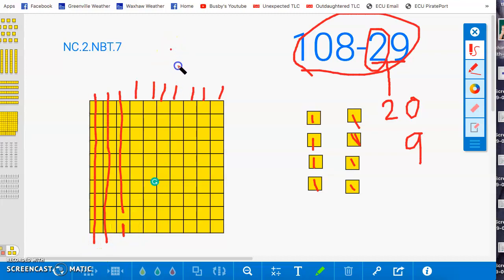So there was 70 up here, and then there was this one which was 1 and 8. So 70 plus 9, we're going to count on, and that gives us 79. So if we want to figure out 108 minus 29, we are going to look at a concrete model to help us solve it, to make it easier for us.